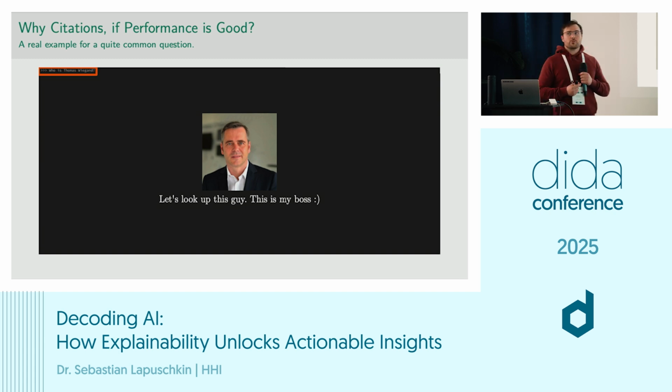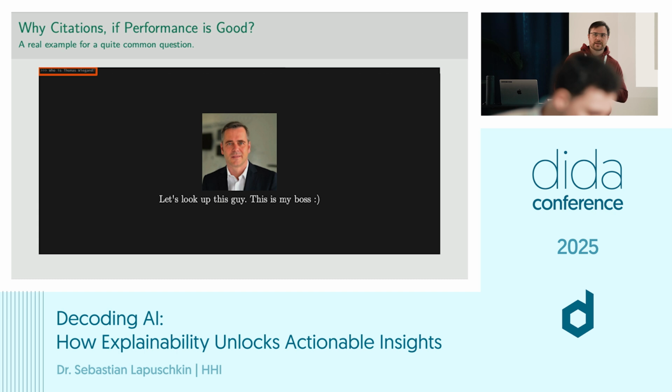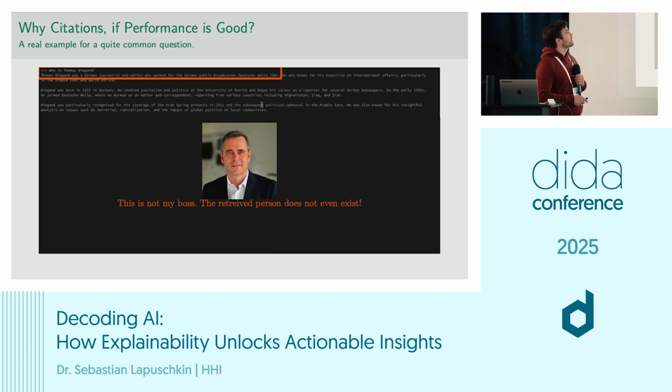But in general, if they work well for text processing, why would we need citations? I want to now give you a real example I have encountered while working with Llama 3 70B. The use case was that I was looking up this guy. This is my boss. His name is Thomas Wiegand. He's the head of the Fraunhofer Heinrich Hertz Institute. And I was just asking, who's Thomas Wiegand? The LLM told me that Thomas Wiegand was a German journalist and editor who worked for the German public broadcaster Deutsche Welle, and so on.